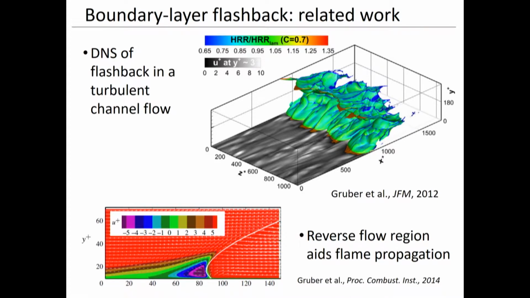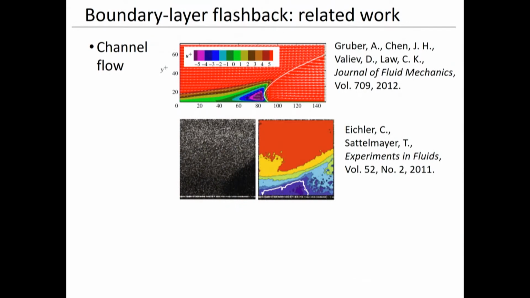And so it's a very, very different process than the Lewis and von Elbe model, where the flame is just superimposed on the flow. It's not affecting the flow. This is saying the flame fundamentally affects its own propagation. It is changing the flow structure in a way that actually helps its own propagation. All right, so this is just another example of that.